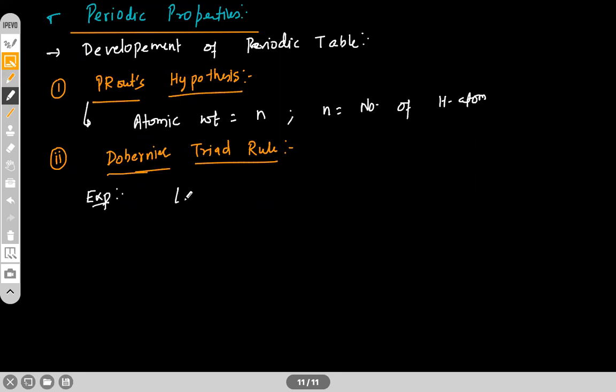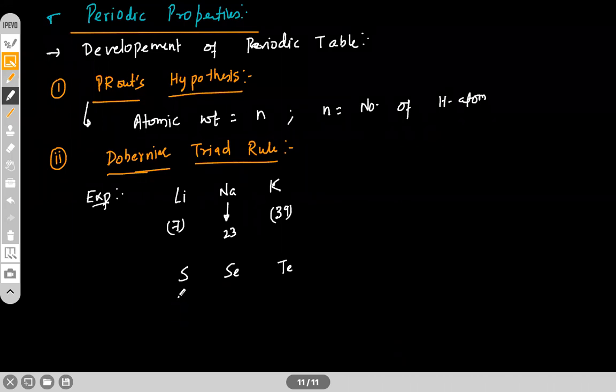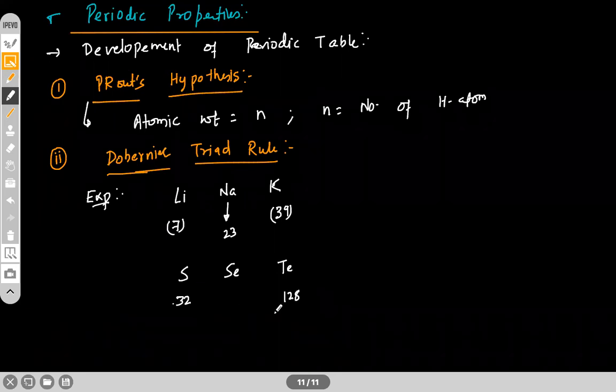Example: if you talk about lithium, sodium, and potassium, the atomic weight of lithium is 7, potassium is 39, and the average of these two is 23, and 23 is the atomic weight of sodium. So it is a Dobereiner triad. If you talk about sulfur, selenium and tellurium, sulfur is 32, and tellurium is 128, and the average of the two is 80, and selenium is 80. These three form a Dobereiner triad.